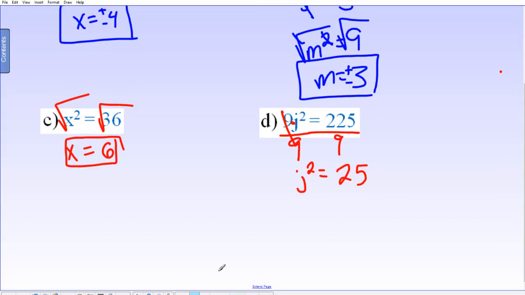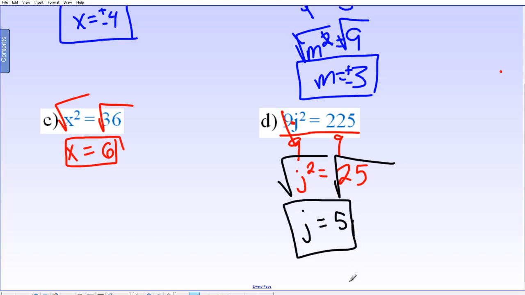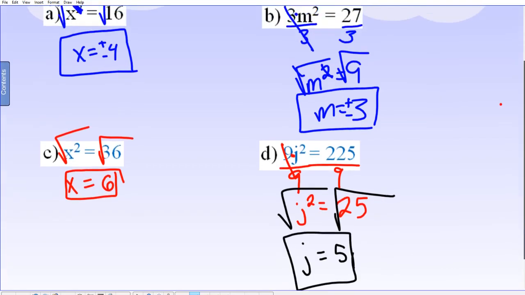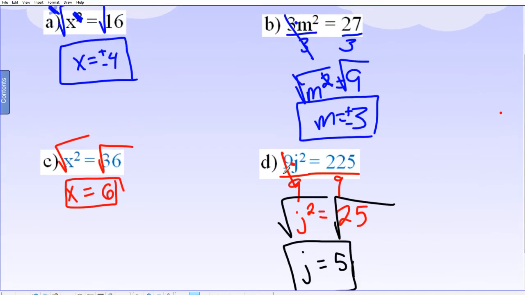And now to solve here, I square root both sides to cancel out the j squared. The opposite of squaring is square root. So then j equals 5. And there we are. We have solved equations using square root.